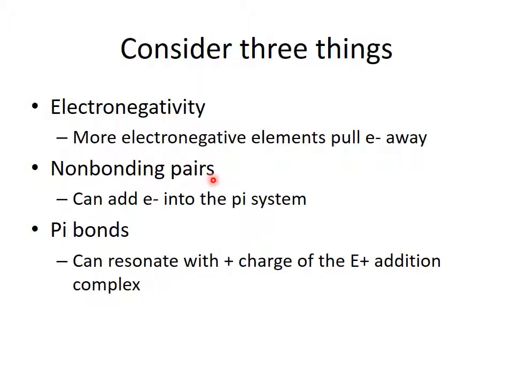The non-bonding pairs on an atom that are adjacent to the ring can overlap with the pi system and interact by pushing electrons into the pi system, or donating electrons to the pi system. Pi bonds that are in conjugation with the ring can resonate. There is resonance that allows the electrons in the pi system to be fed into the ring.